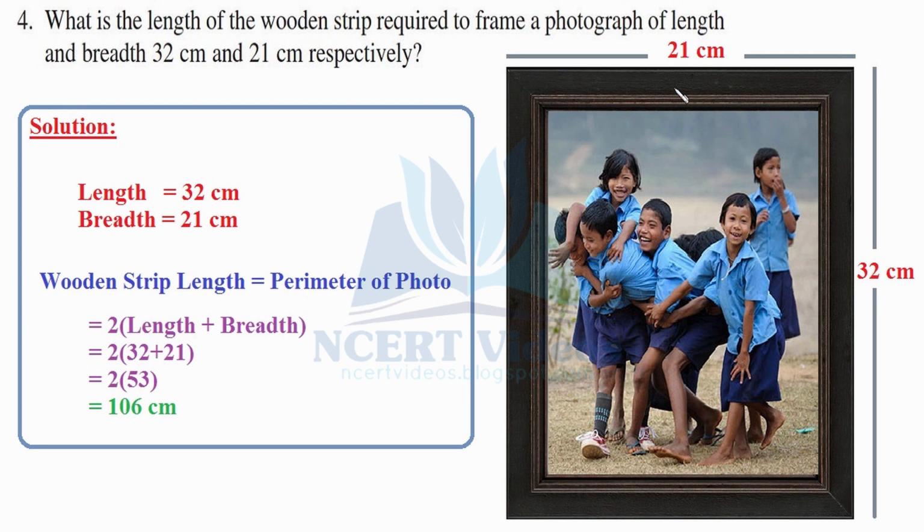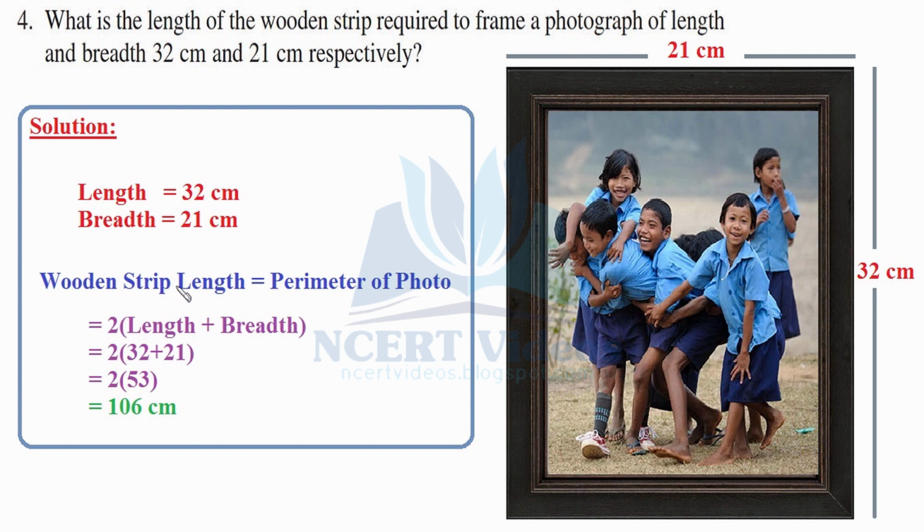and breadth is 21 centimeter. So since it is a rectangle, this is 32 centimeter again and this is 21 centimeter. Now length and breadth we have to write first of all, that is 32 and 21 centimeter.